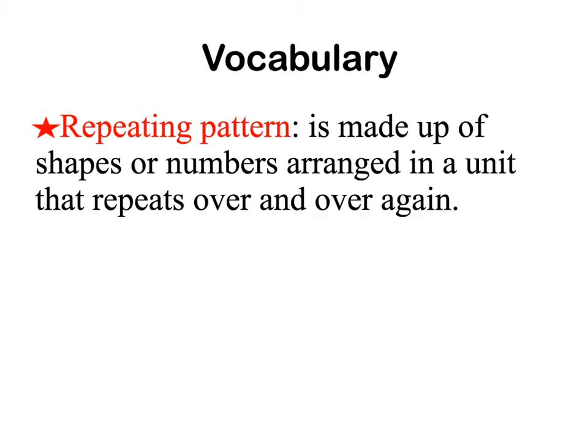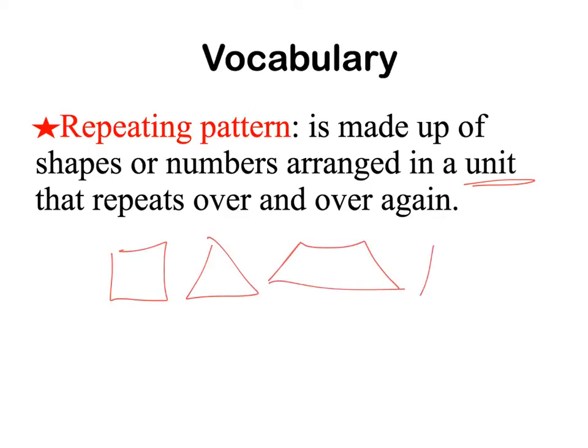Please write the following vocabulary word in your notes. The word is repeating pattern. The definition is made up of shapes or numbers arranged in a unit that repeats over and over again. So we discussed what a unit was in the previous example. It was the square, triangle, trapezoid, triangle. That was the repeating unit.